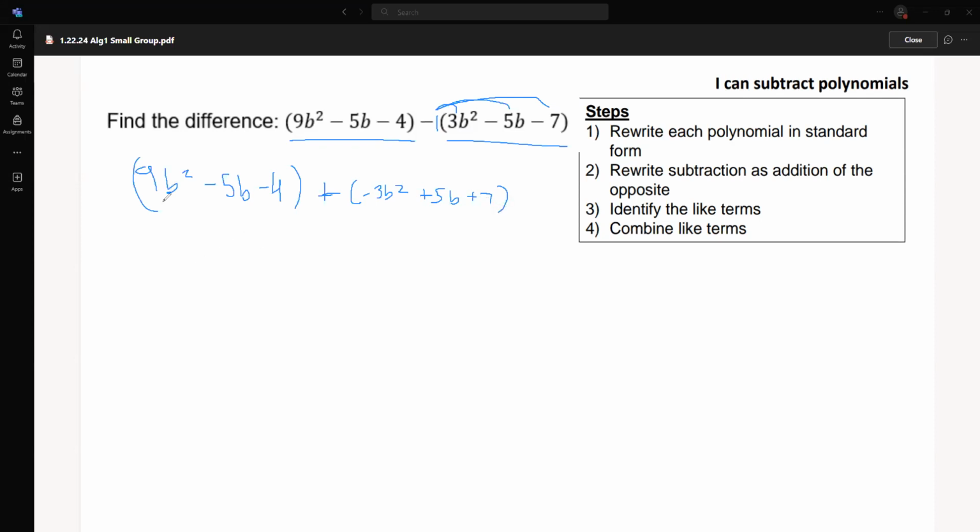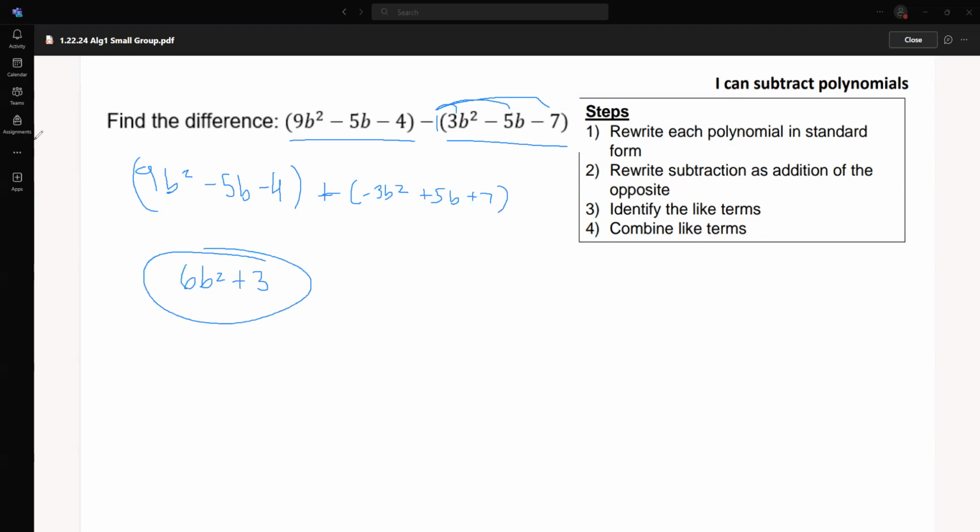Now we're going to add it. So 9b squared plus -3b squared is 6b squared. Okay, good. -5b plus +5b is 0, so I don't have to write anything. -4 plus +7 is +3. So my final answer is 6b squared plus 3.